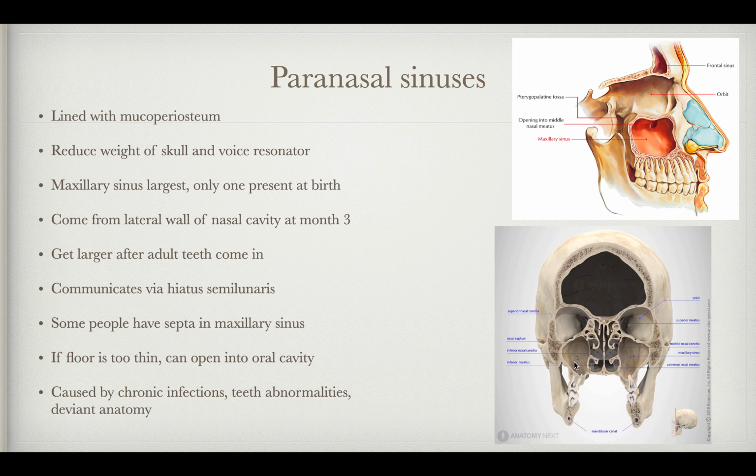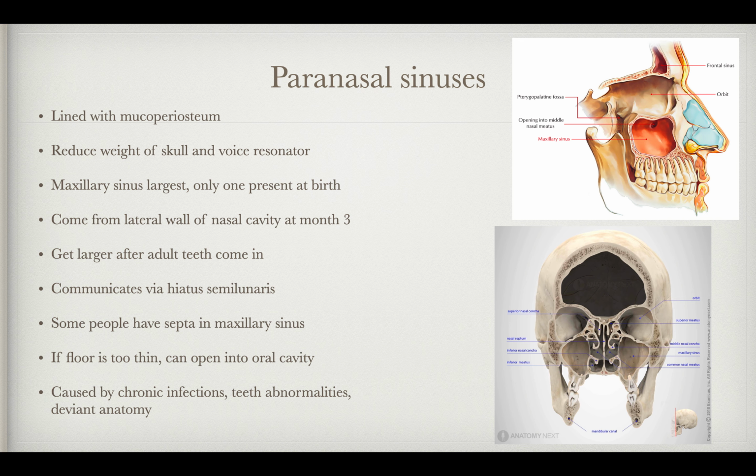They come from the lateral wall of the nasal cavity by the 3rd month, and then just kind of expand, and they get larger as the adult teeth come in. And it communicates via the hiatus semilunaris. Some people have septa in the maxillary sinuses. That's nothing clinically significant. It's just an anatomical variant.